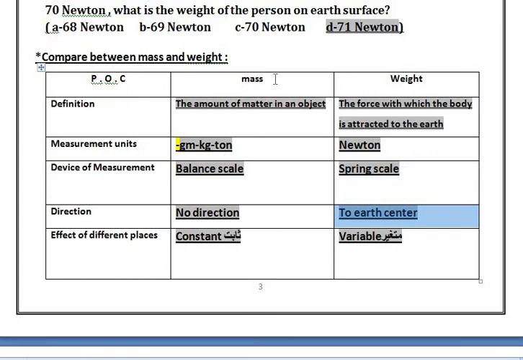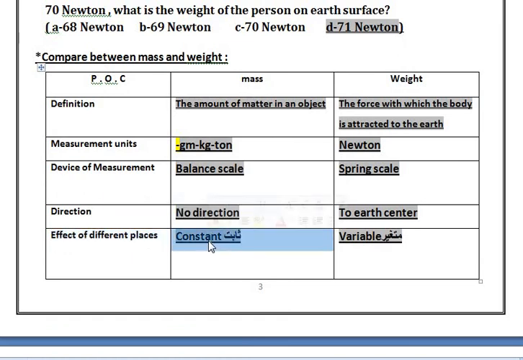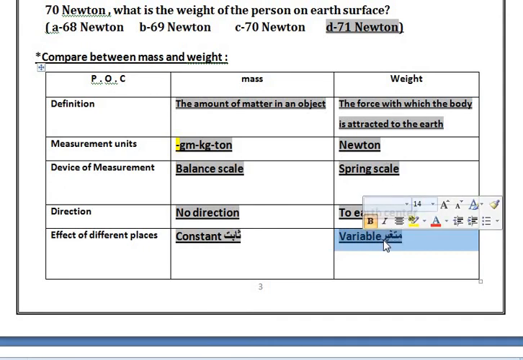Compare between mass and weight. The effect of different places: the mass is constant, a fixed value, and doesn't change with changing the place. The weight is variable; it changes from one place to another.